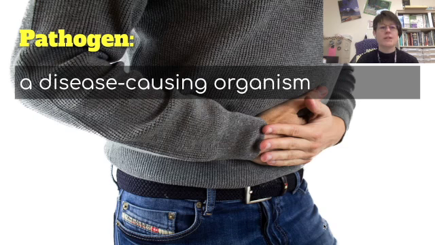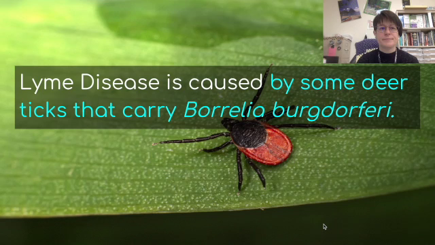Now, a pathogen is a disease-causing organism. So all of these bacteria that we are going to talk about are pathogens. One disease that's caused by a bacteria is Lyme disease, and it's caused by some deer ticks that carry Borrelia burgdorferi. And I may not pronounce that last part correctly, but I know that it is Borrelia. And in the background, you can see a deer tick so that you know what they look like because we do have them in our area.